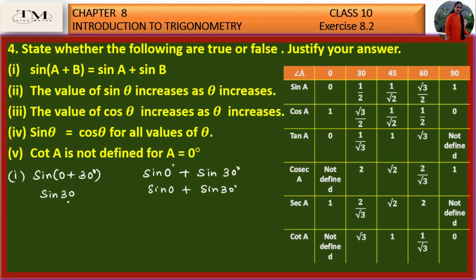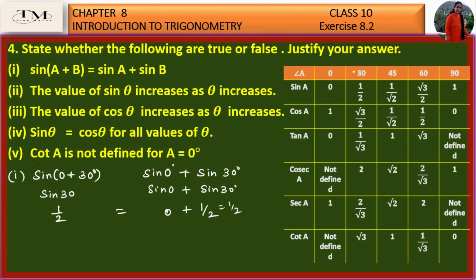So what is sin 30? Sin 30 is 1 by 2. What is sin 0? Sin 0 is 0. Sin 30 is 1 by 2. So both sides we have 1 by 2. 0 plus 1 by 2 is 1 by 2. So this is equal. So let us check for some other values.